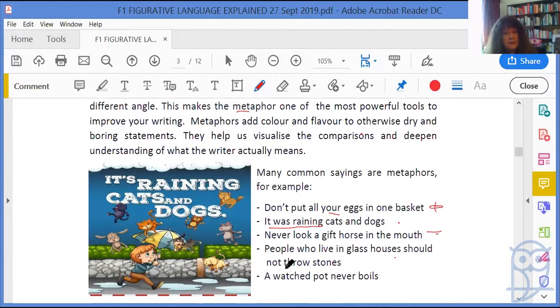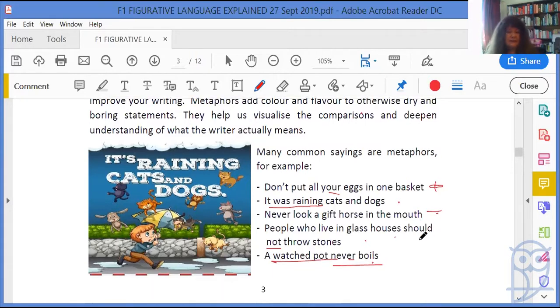People who live in glass houses should not throw stones. Nothing to do with living in a glass house. Unless you're totally perfect, you mustn't chastise someone for something that you may have done yourself. So don't blame someone for something that's not quite right to do. And finally, another very common one, a watched pot never boils. So although these are very common sayings, they actually are metaphors as well. The more you watch something, the less it's going to happen. So you've got to spring into action and do something. That's what we're looking at here.